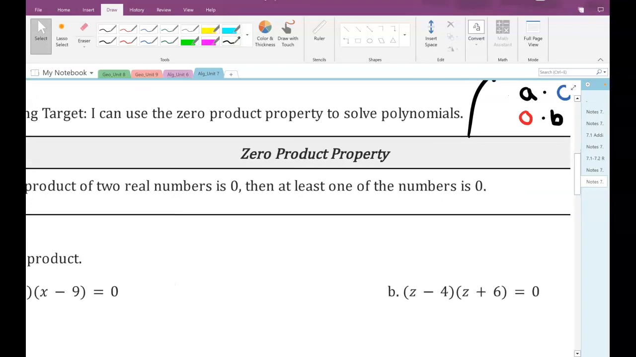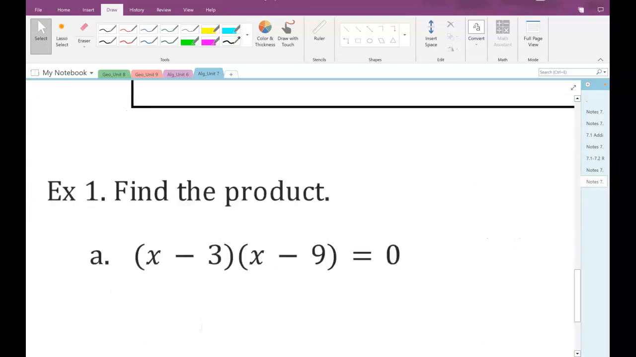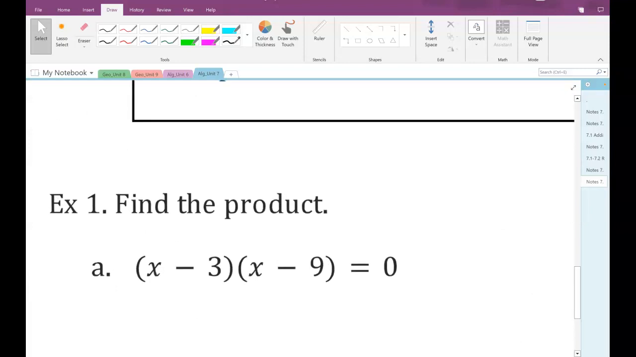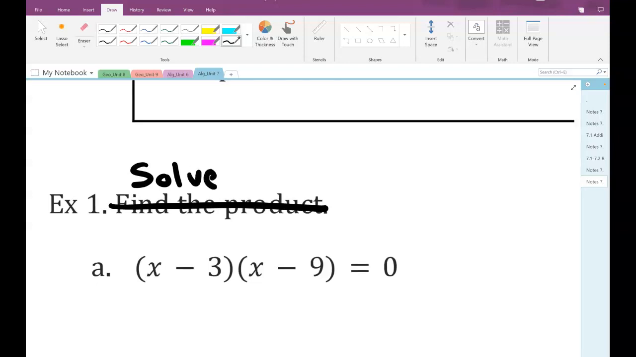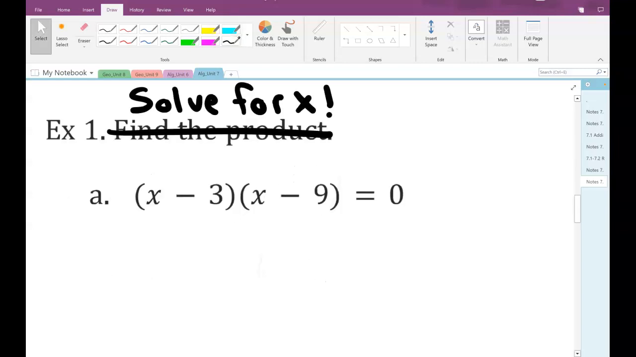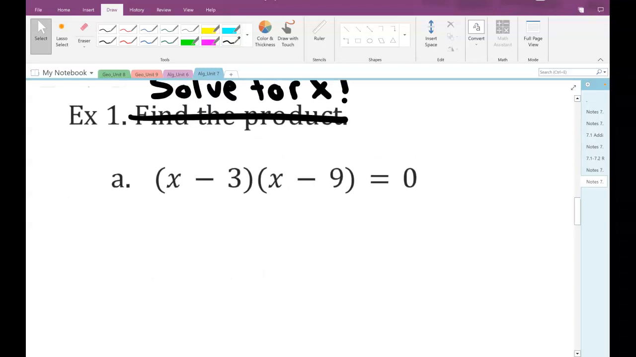So how this works when it comes to solving. First thing, we're not going to be finding the product. We have to solve for x. And each time we're solving for x, we're going to use our zero product property. So let's take example A. We have x minus 3 in parentheses times x minus 9. This is a product. So these two, when they're multiplied together, are equal to 0.